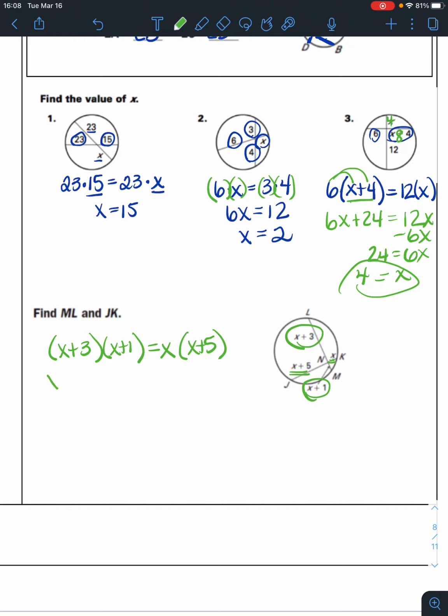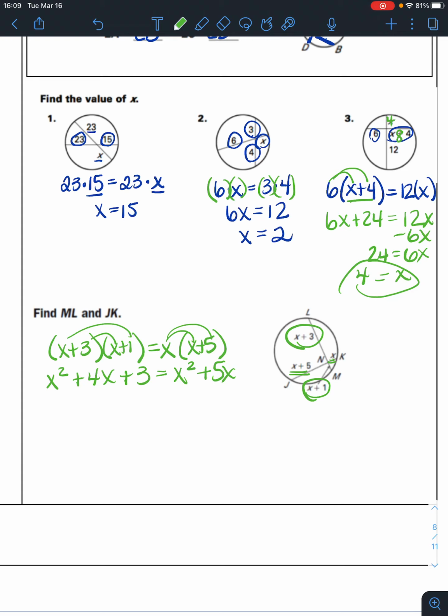So we need to distribute on our left-hand side, so we get first times first, outer times outer, and inner times inner. So you get 1X and plus 3X is 4X. And then 3 times 1 is 3. And then distribute this X. X times X is X squared plus 5X.